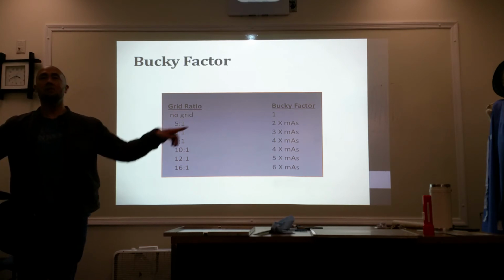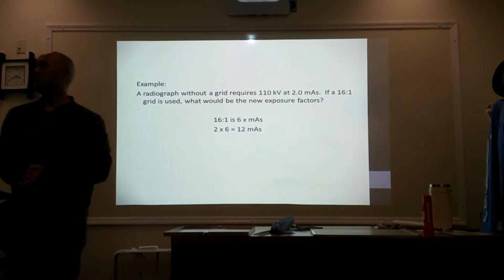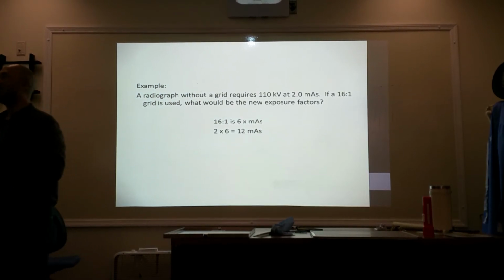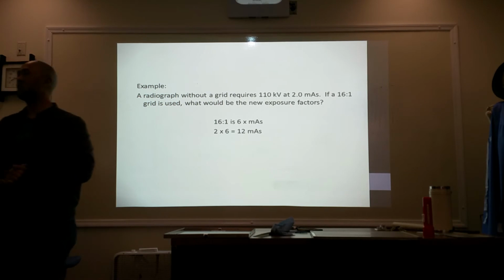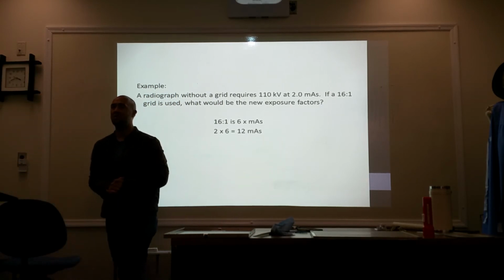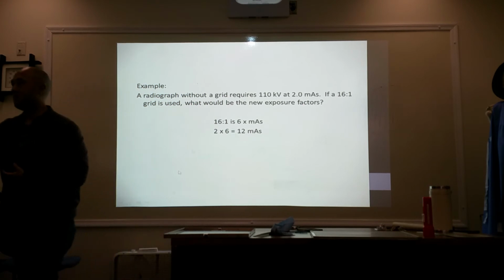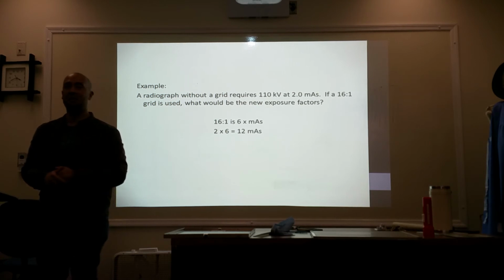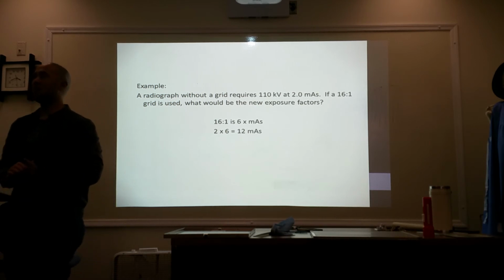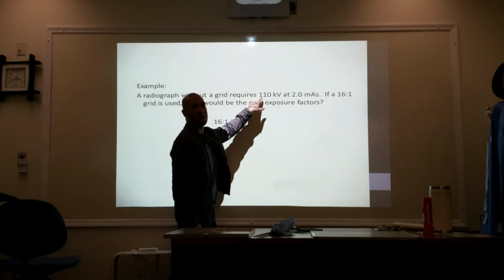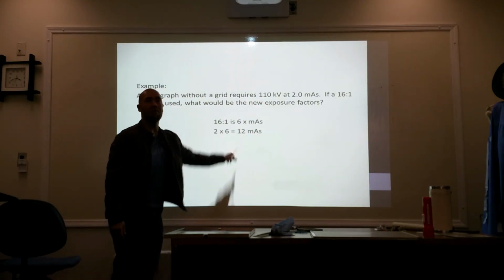Memorize this chart, guys. So a radiograph without a grid requires 110 kV at 2 mass. If a 16-to-1 grid is used, what would the new exposure factor be? What's your Bucky factor for 16-to-1? 6. So I'm going to multiply 6 with my original mass. My new technical factor will be 110 kV, that stays the same, at 12 mass.